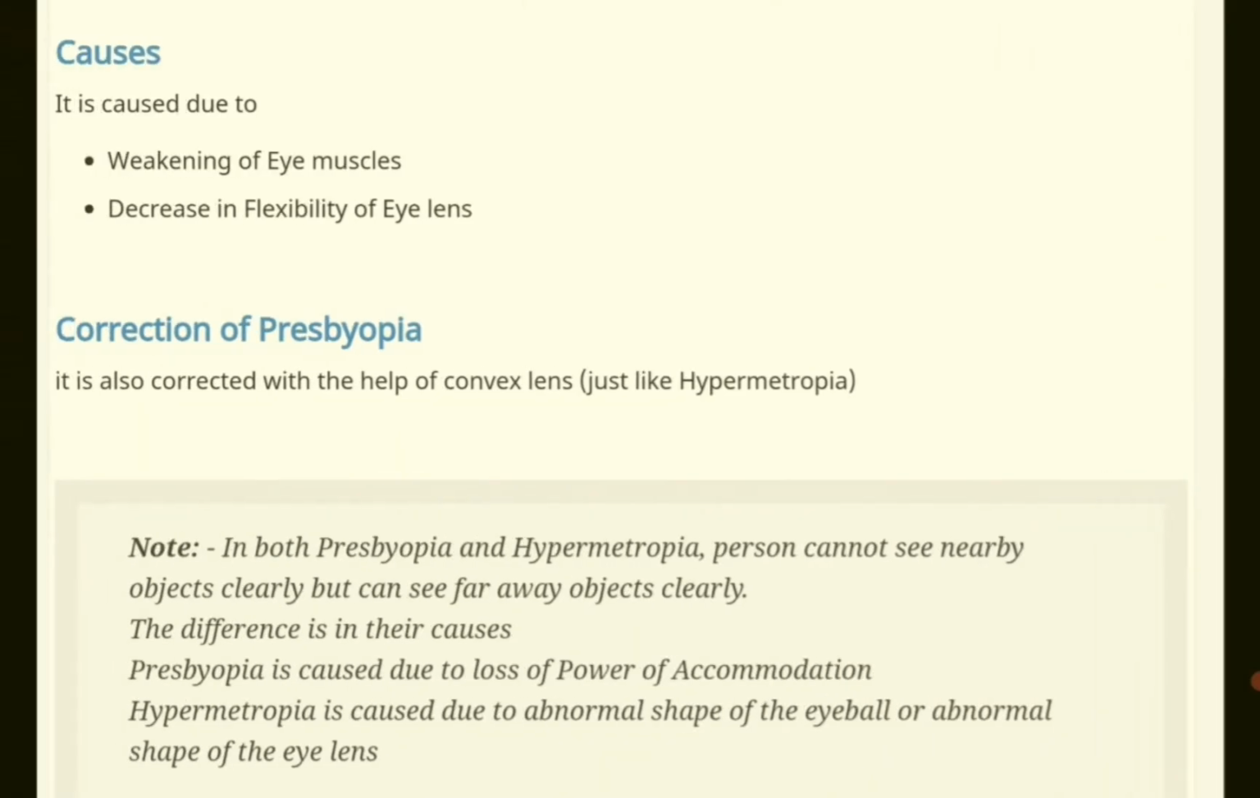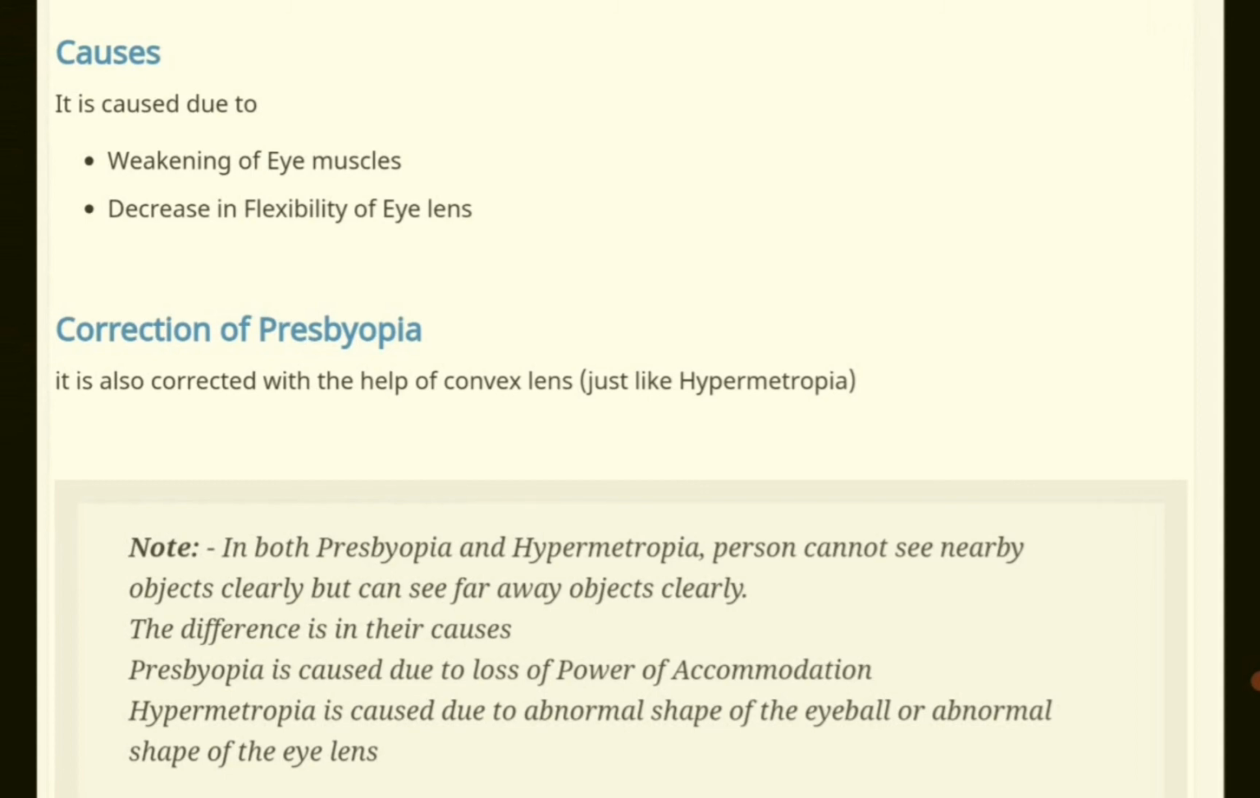So, presbyopia is caused due to the weakening of eye muscles, as we saw already, and the decrease of flexibility. These are the two important points. We have to remember them when they are asked in the examinations. The correction of presbyopia: presbyopia can be corrected with the help of a convex lens. It is just like hypermetropia. It can be corrected with the help of a convex lens.